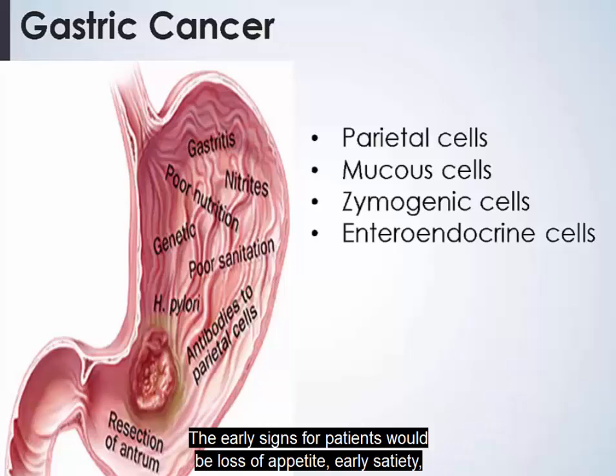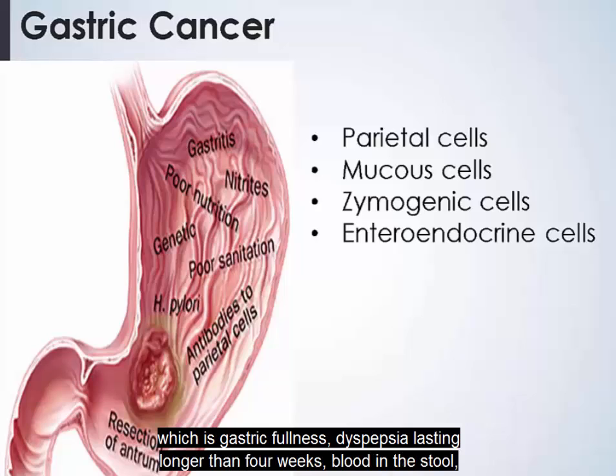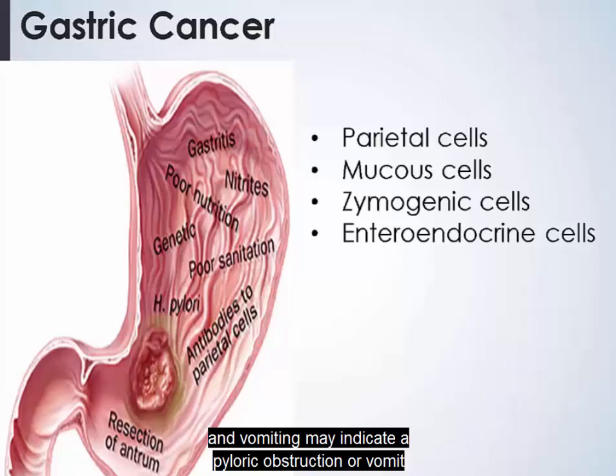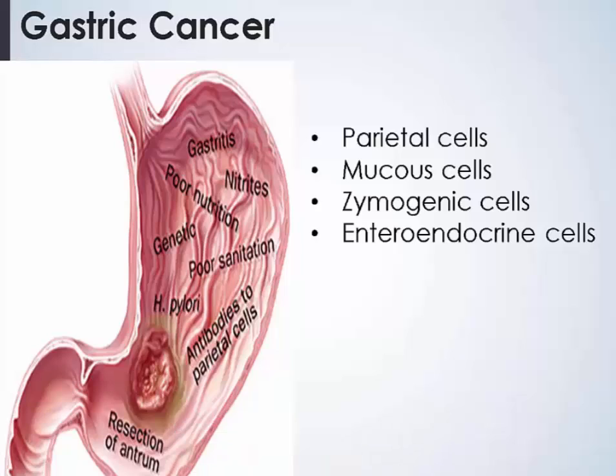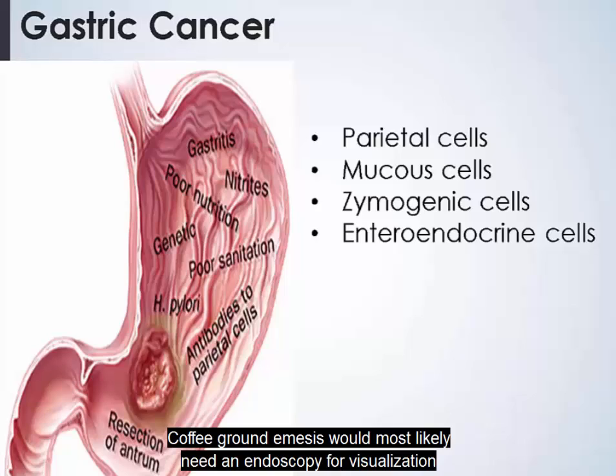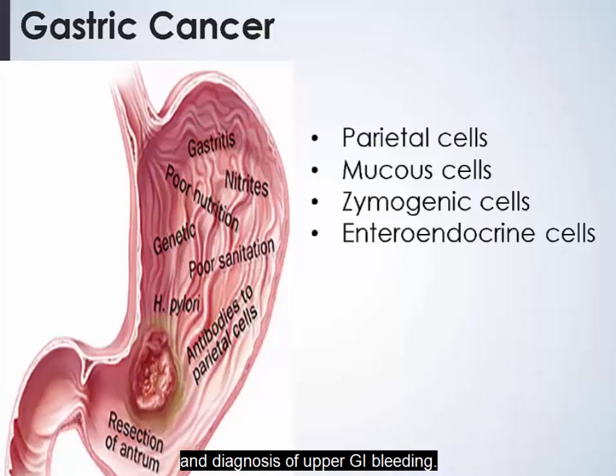The early signs for patients would be loss of appetite, early satiety, which is gastric fullness, dyspepsia lasting longer than 4 weeks, blood in the stool, and vomiting may indicate a pyloric obstruction, or vomit that appears coffee ground could be a slow leak from ulceration of the cancer. Coffee ground emesis will most likely need an endoscopy for visualization and diagnosis of upper GI bleeding.